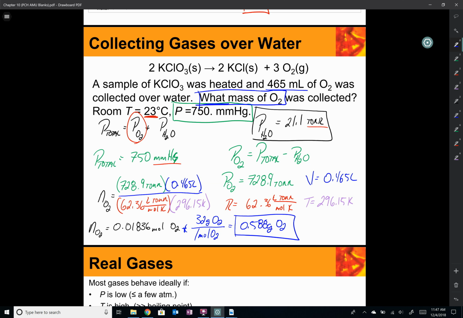So again, pause and take a look at how we walked through this. Anytime you see the statement in your question that we collected it over water, we have to realize that we have to factor water, the pressure of water, into our equation.